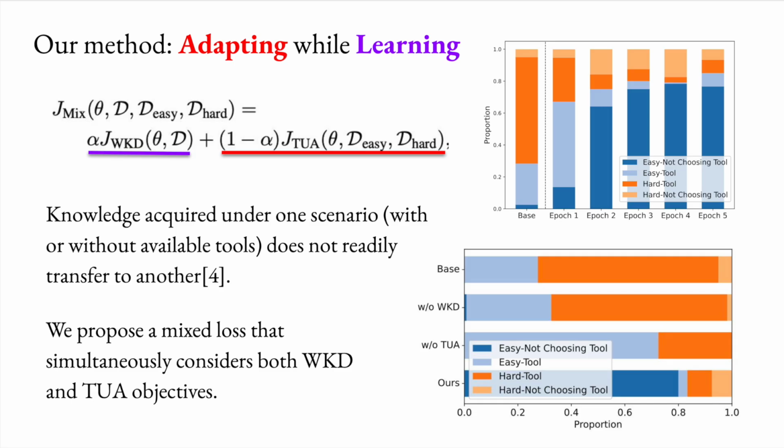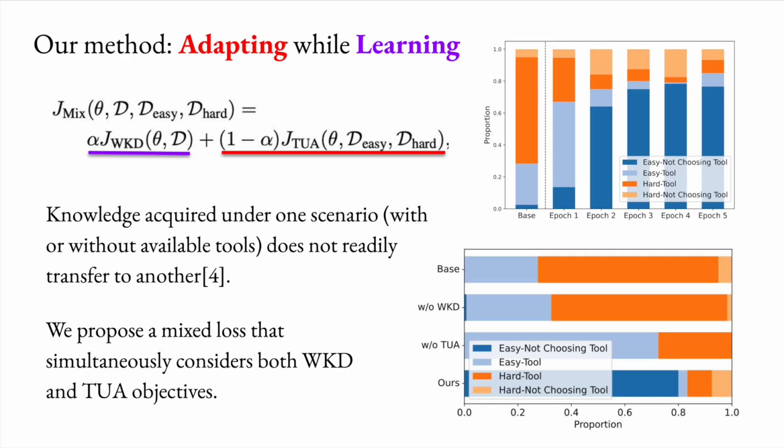A direct thought may be to do them iteratively or step by step, but as shown by previous work and our preliminary experimental results, knowledge acquired under one scenario does not readily transfer to another. It means that training exclusively in one scenario can degrade performance in the other. And the scenarios here mean whether it has available tools, whether it is a tool using scenario or it is a direct answer without available tools scenario.